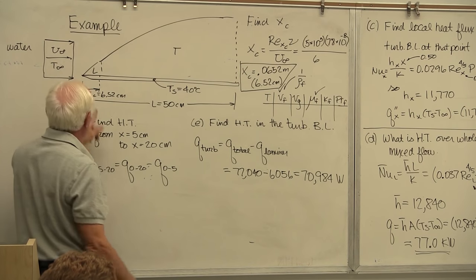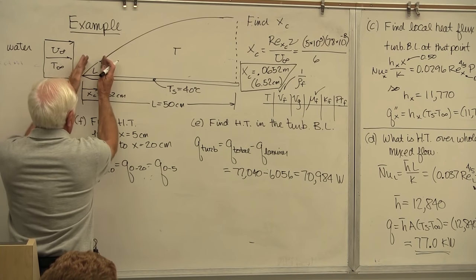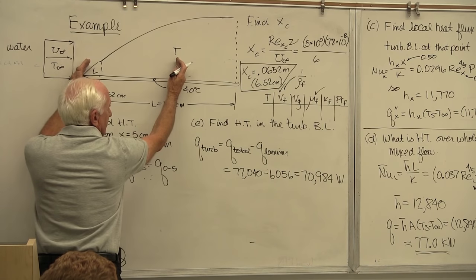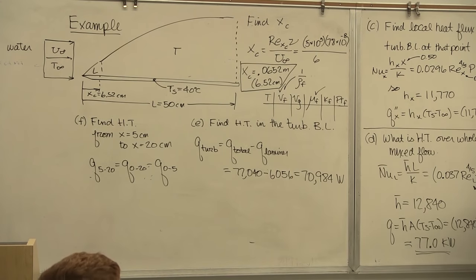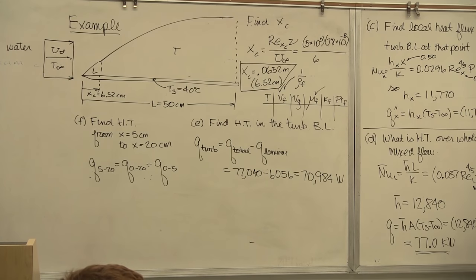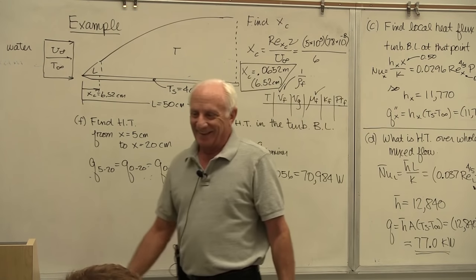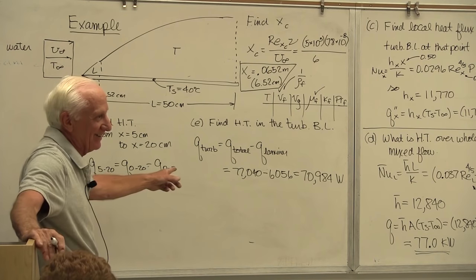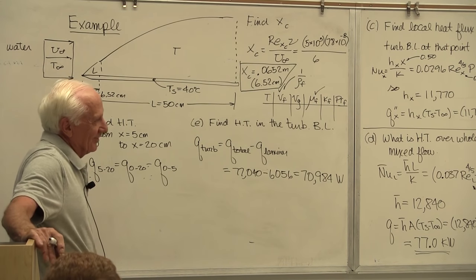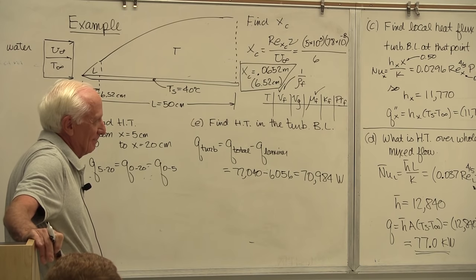Figure out where you're going. From 0 to here, laminar. From 0 to here, mixed flow. Get the right h bar, mixed flow, h bar, laminar. Plug them in there. You got it. So there's not much more a person could ask you about this than what's on the board right now. This whole board is the whole story of flat plates in Chapter 7.